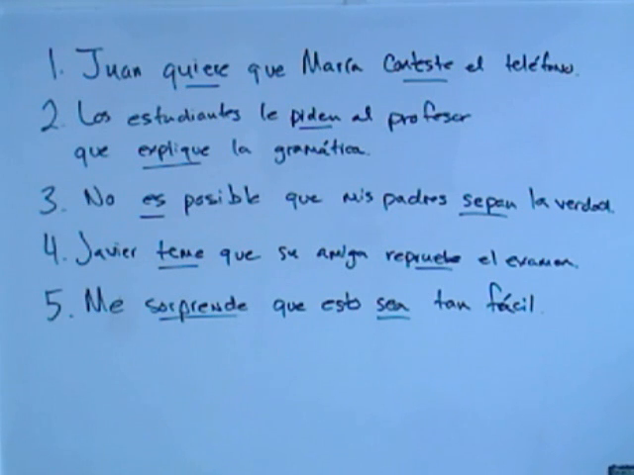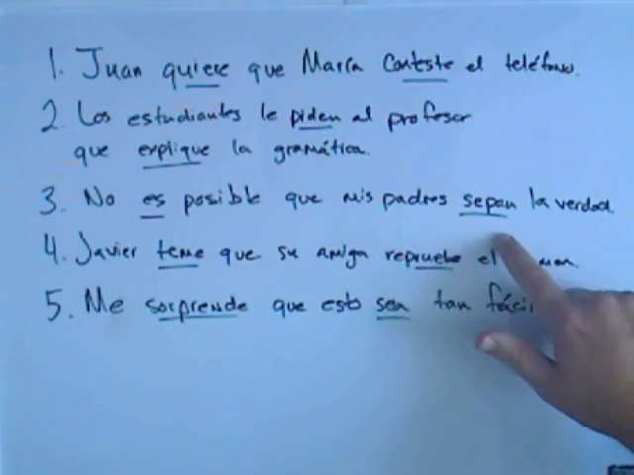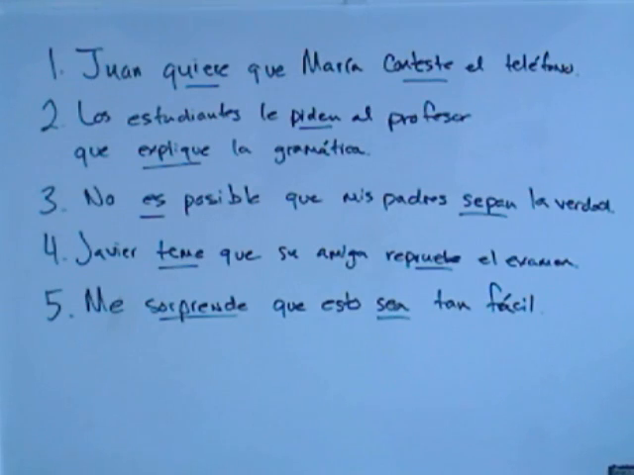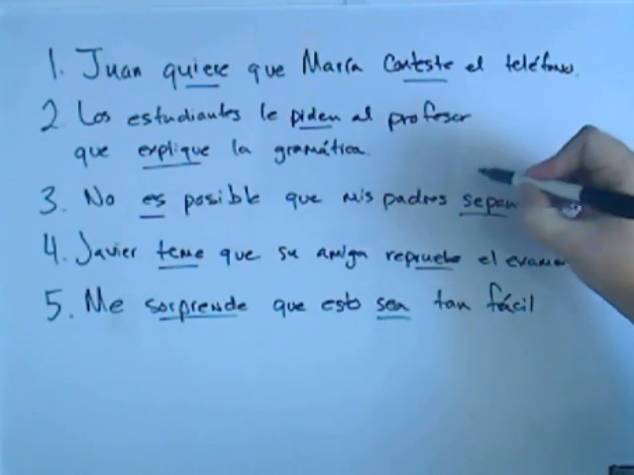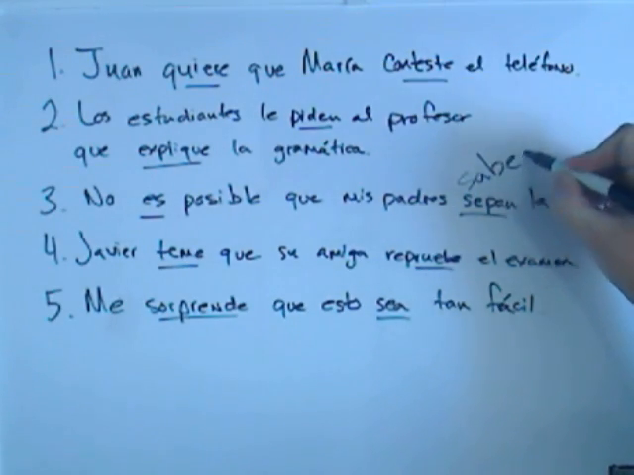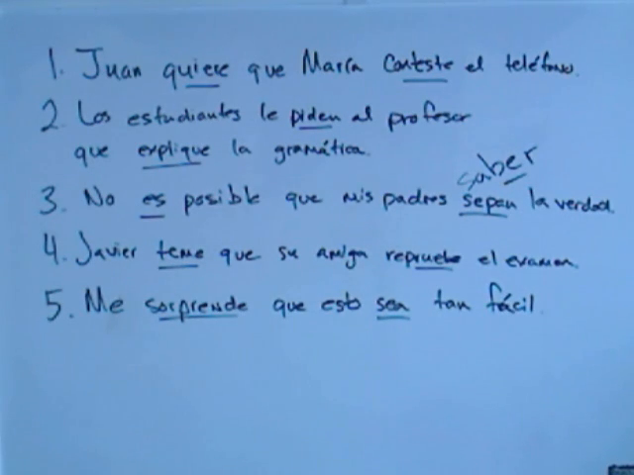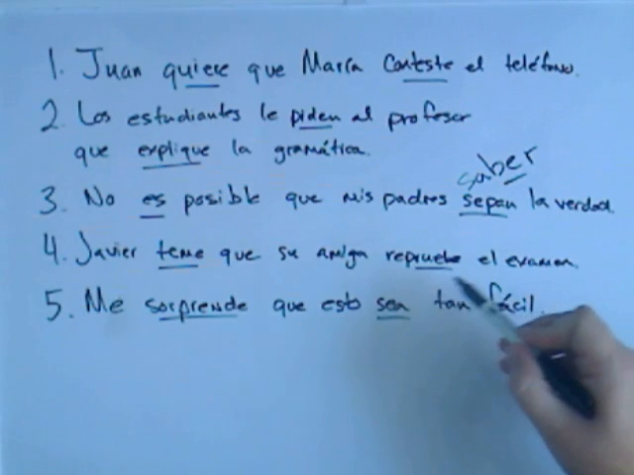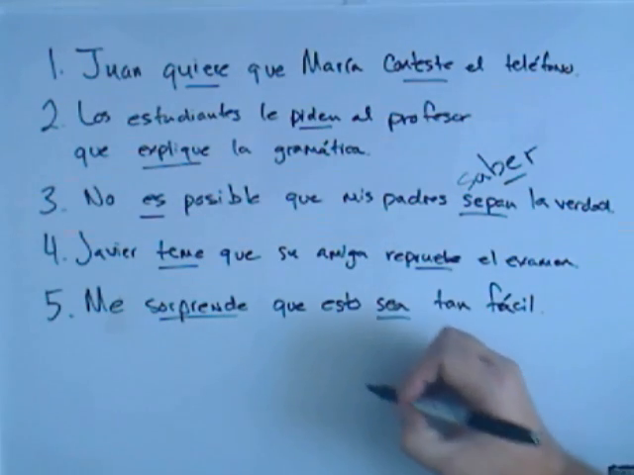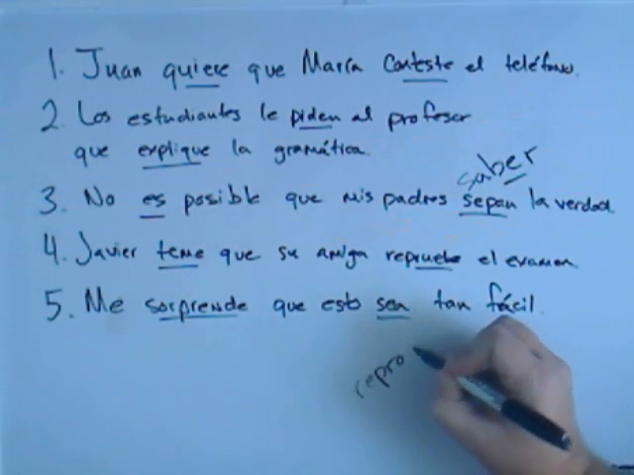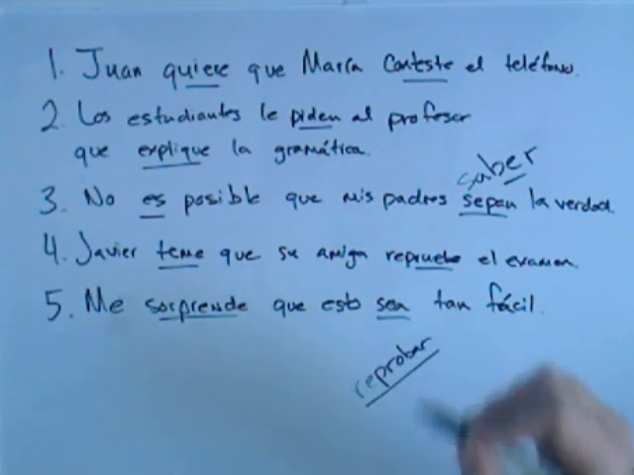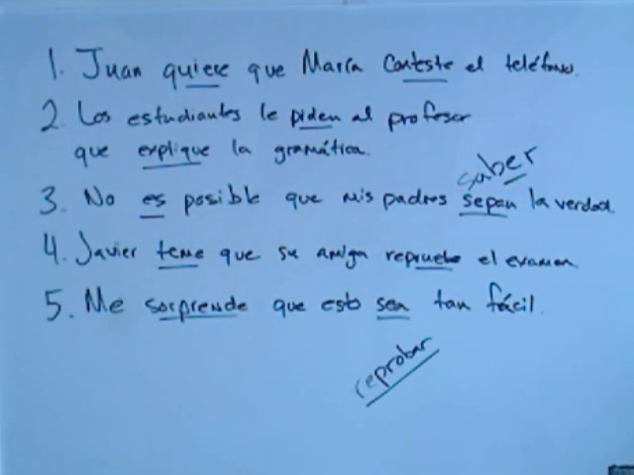Number 3, no es posible que mis padres sepan la verdad. The verb here, sepan, comes from the infinitive saber. Number 4, Javier teme que su amiga repruebe el examen. The verb here is reprobar, to fail, like to fail an exam. Javier teme que su amiga repruebe el examen.